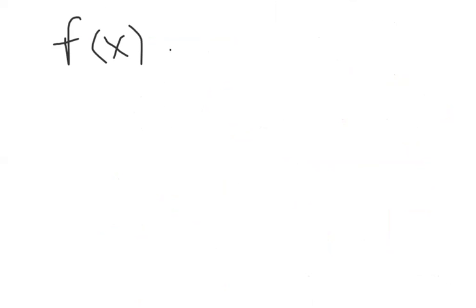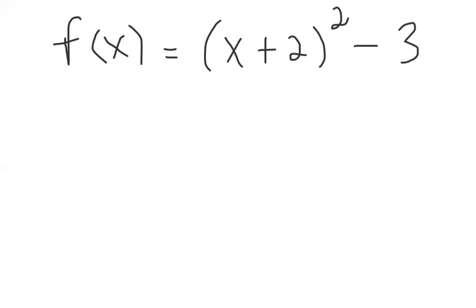All right, guys, this is the last one I'm doing with you. F of x is equal to (x plus 2) squared minus 3. First question, which way is it going to open? Rihanna says it's going to open up. Hopefully everybody should know by now.